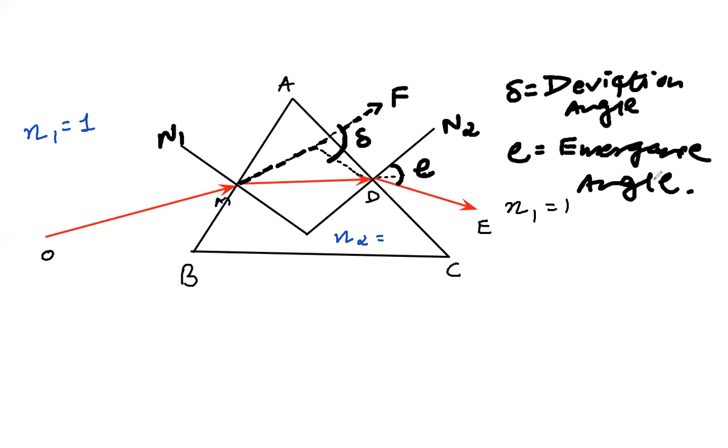Now I have to put some angles as well. The very first angle is at N1, where my ray is first of all entering, and that is called I. So I am putting that I is equal to the incident angle.